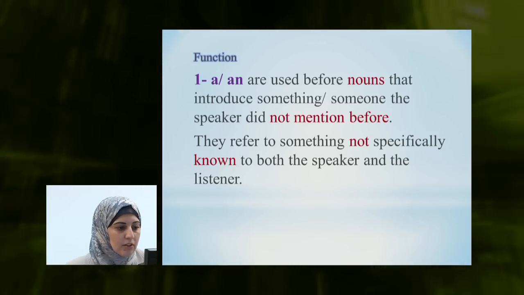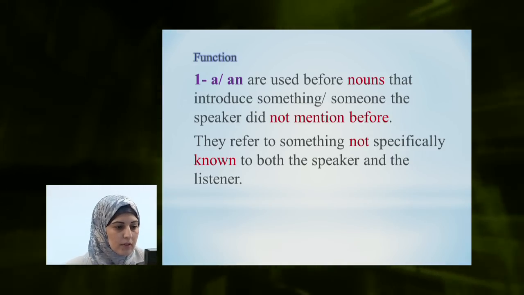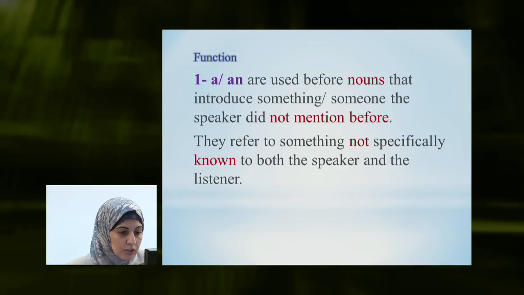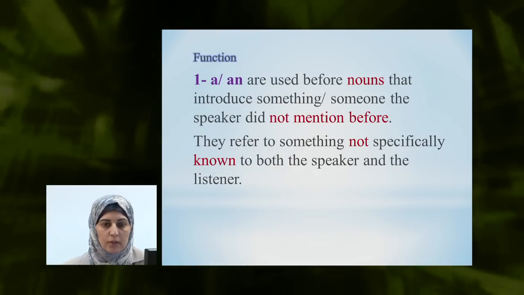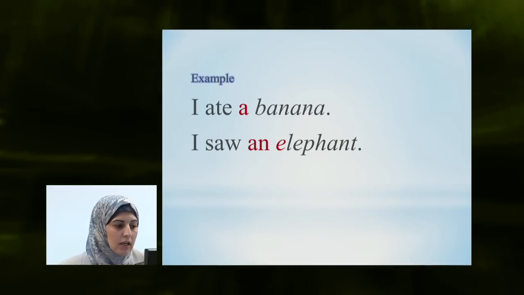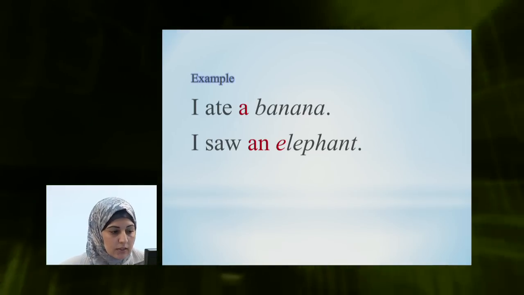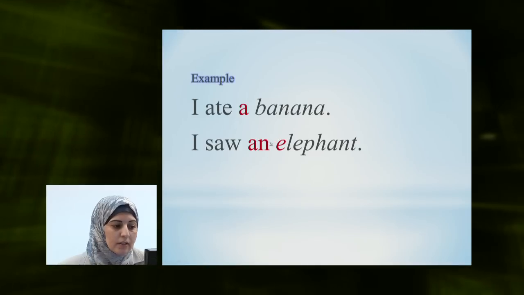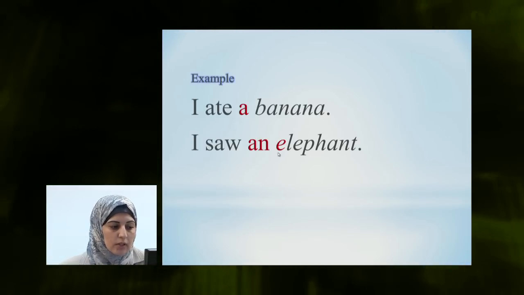Let's now move to the function of these articles. Number one, a and an are used before nouns that introduce something or someone the speaker did not mention before. They refer to something not specifically known to both the speaker and the listener. So we are talking about something or someone not known or talked about by the speaker or known by the speaker and the listener. For example, I ate a banana. I saw an elephant. So what banana is it? What elephant is it? We don't know. And as you notice here, we use an before the word elephant, which starts with a vowel.